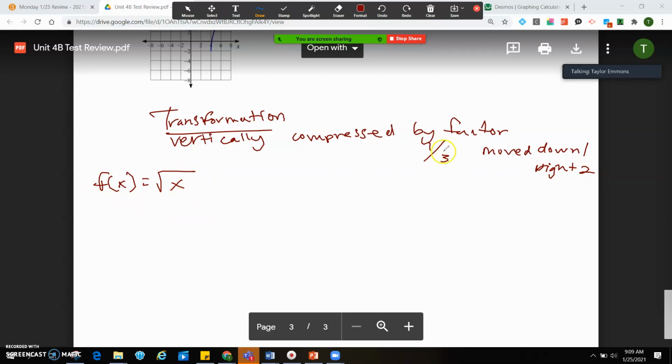then I'm going to put that 1/3 out front. I'm going to move it 2 units to the right by subtracting 2, because remember, everything's opposite underneath that radical. And we want to move down 1, so we're going to go -1. This would be the new transformation.